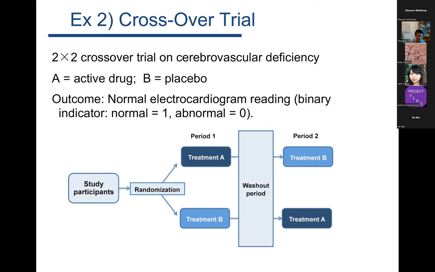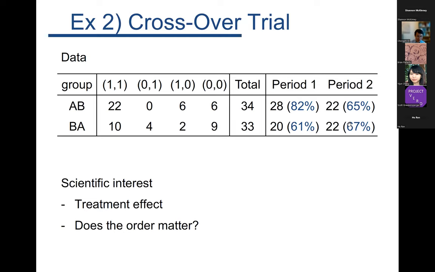Now this is clearly an example of longitudinal data, right? Because everybody has the response at two time points, and each time point also corresponds to a different treatment, but still they might be correlated because of this person's personal characteristics. Now for binary data, this is to show you what the data look like.